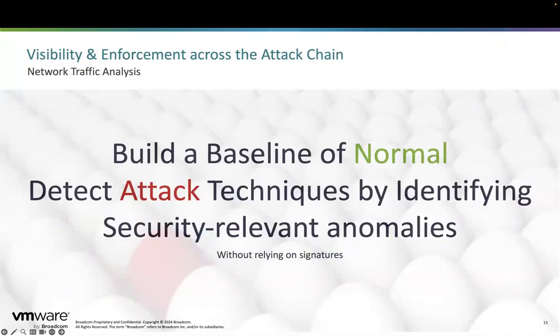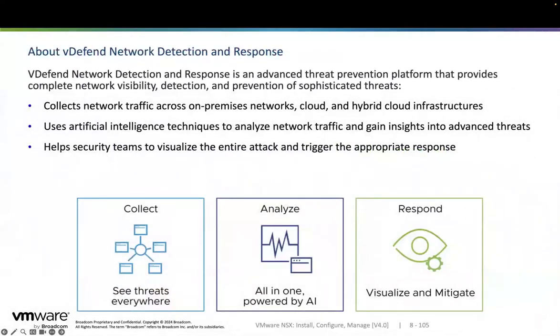When it comes to network traffic analysis, building a baseline of normal is critical because we want to be able to detect attack techniques. Say that 10 times fast. Detect attack techniques. We want to be able to detect attack techniques by identifying security relevant anomalies without having to rely on the signatures. So IDS, IPS, malware detection, NTA, and then finally NDR.